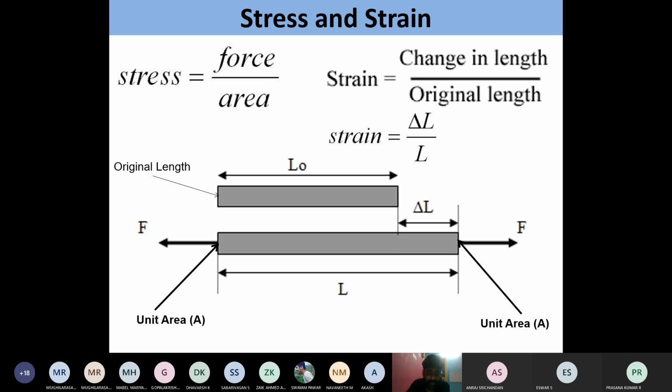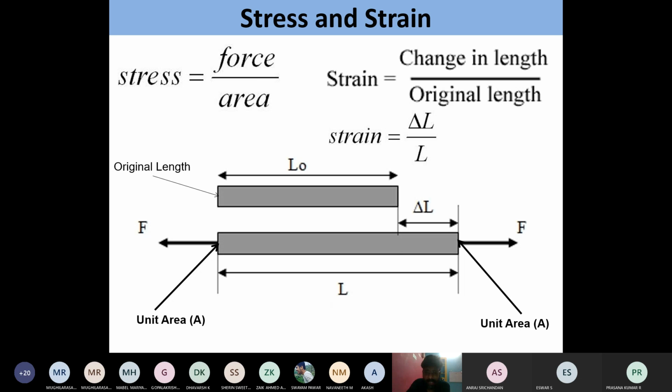On the other side, we can see that we are applying forces at the ends. Here on the left-hand side we are applying an outward force, and similarly on the right-hand side we are again applying an outward force. When we apply this outward force, the length of the material changes. The change in the length here is mentioned as del L.